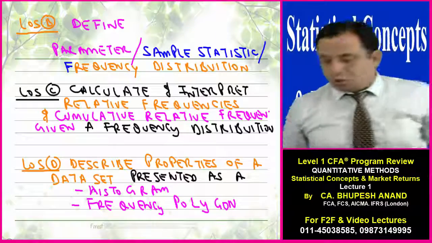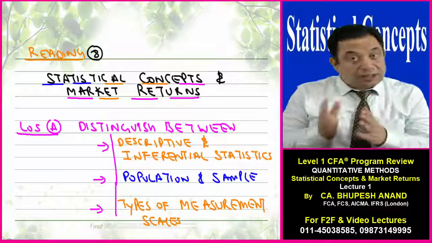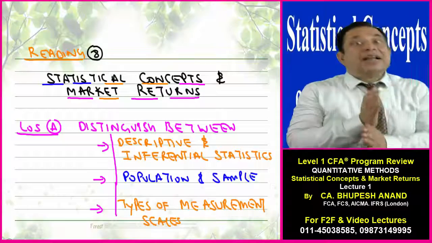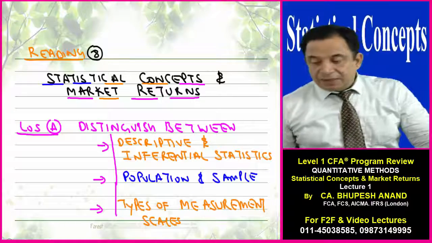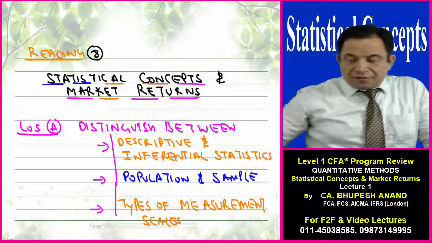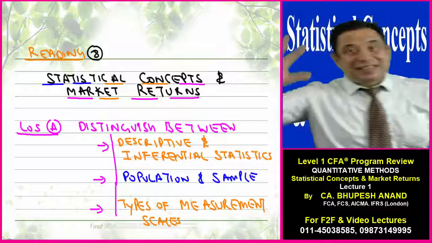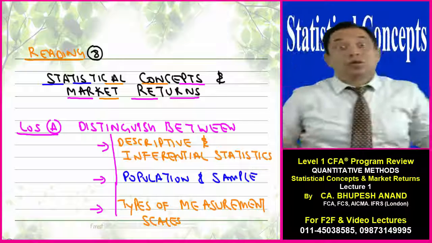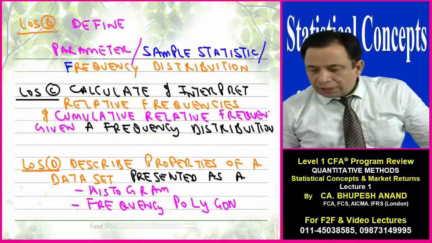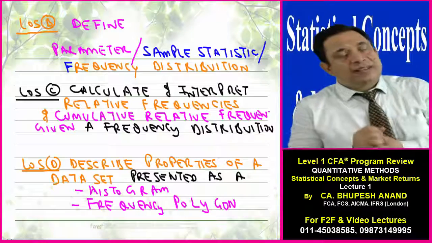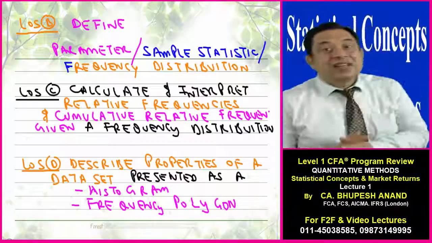I am giving you time here. Learning outcome A, you have written that. Please write down. Again, I am telling you, please write down, because it will help you in getting an idea of what we want to study in this reading number 8. So first is, distinguish between descriptive and inferential statistics, population and sample, and types of measurement scales. So these are the three aspects which I will be dealing with in today's lecture number 1. And in the next lecture, we will be discussing parameter, sample statistics, and frequency distribution.